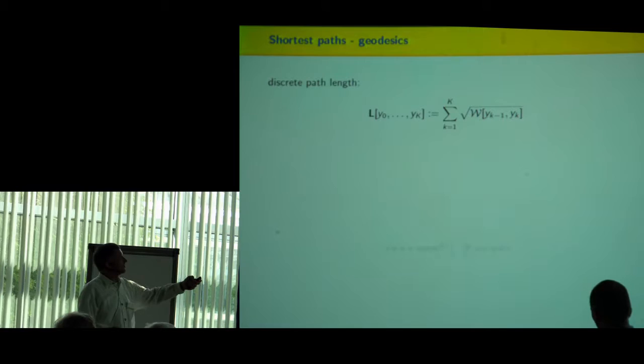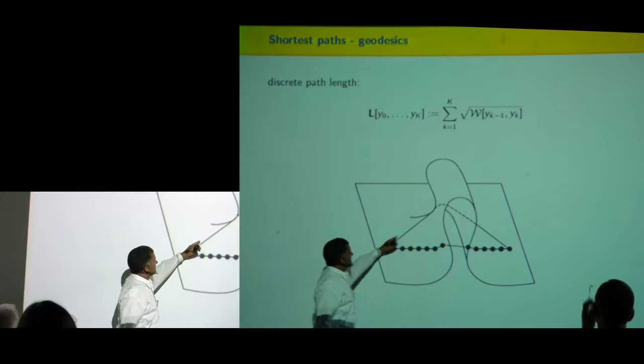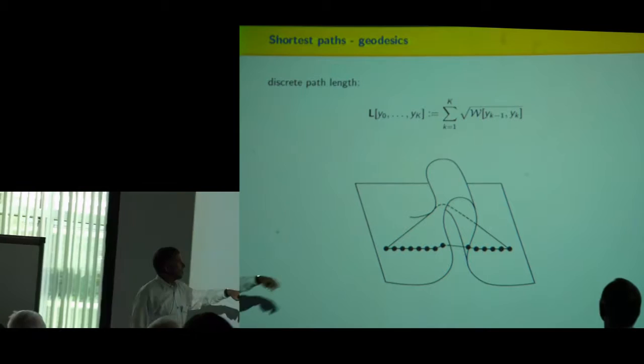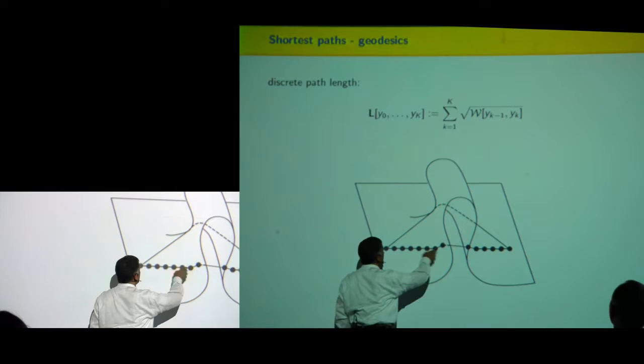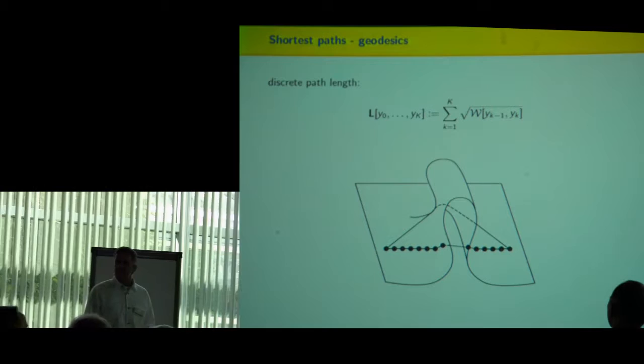So here is a very simple example. If you have a folding like this, and you want to connect this point with this point here, then the geodesic will look like this. But the minimizer of the discrete length function will always look like this. It's rather cheap just to step over here, or even to stay here, and then in one jump cross through the ambient space this folding and get the cheapest cost.